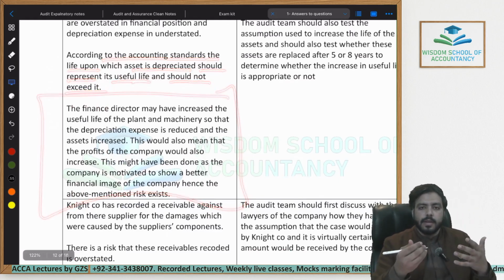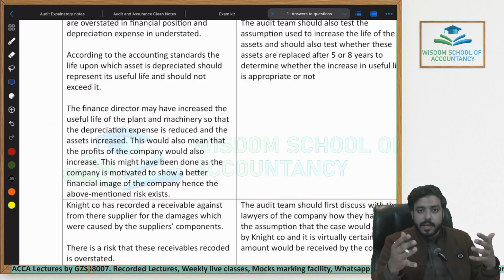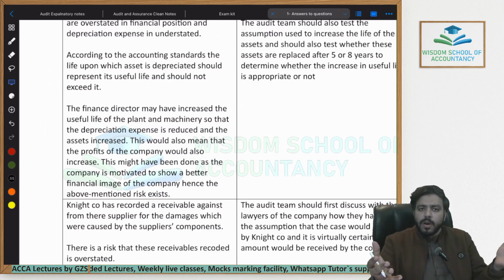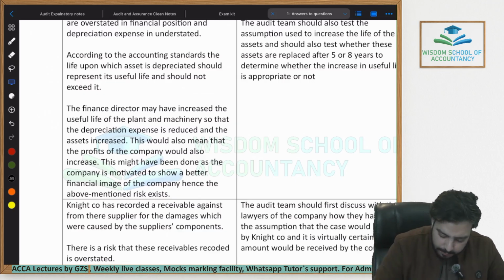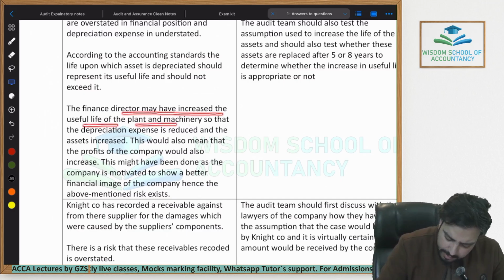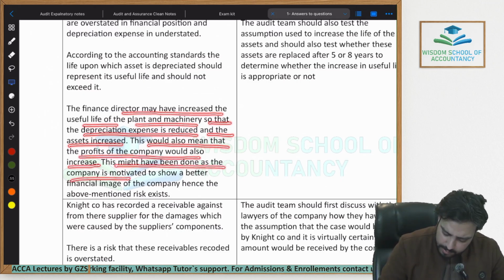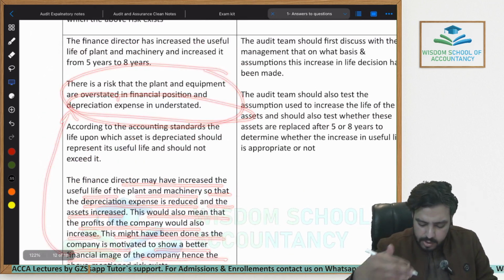Now, why did I create this risk? As I've already explained, the management is already motivated to manipulate the financial statements because of the listing. They might have increased the life of these assets more than they would actually use these assets for, in order to present a better financial image of the assets and profits of the company. The finance director may have increased the useful life of plant and machinery so that the depreciation expense is reduced and the assets are increased. This would also mean that the profits of the company would also increase. This might have been done as the company is motivated to show a better financial image of the company. Hence, the above mentioned risk exists. This risk that we have mentioned right here, this is the reason because of which the risk exists.